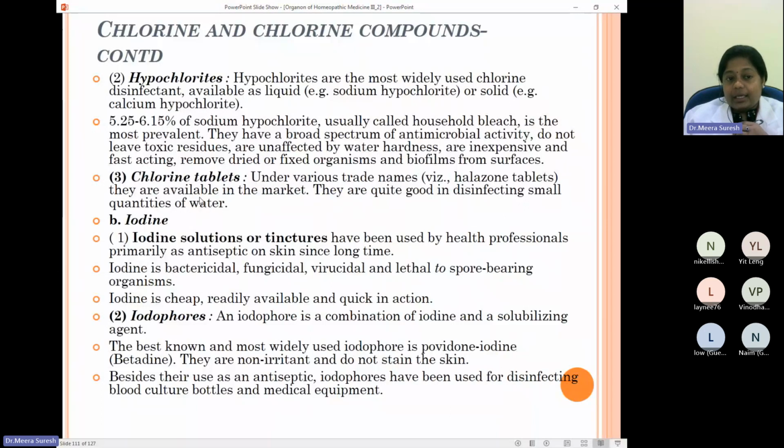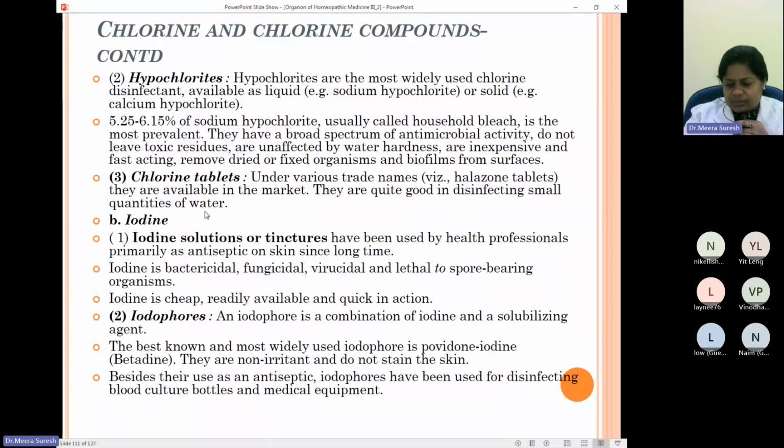Then chlorine tablets are there, which are actually small tablets available for small scale disinfection, like for use in a household. So under various trade names, for example Halazone tablets, these are available in the market and this is quite good in disinfecting small quantities of water.